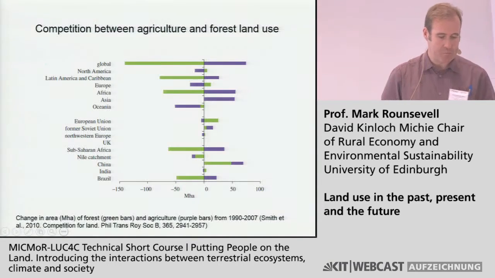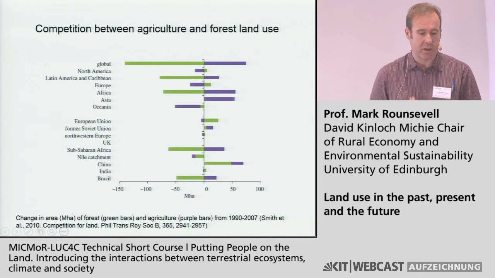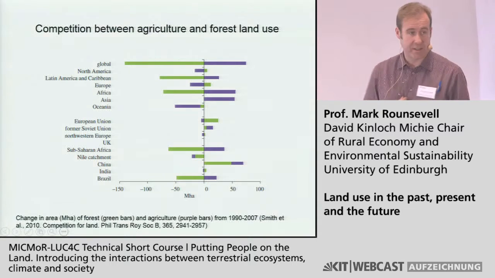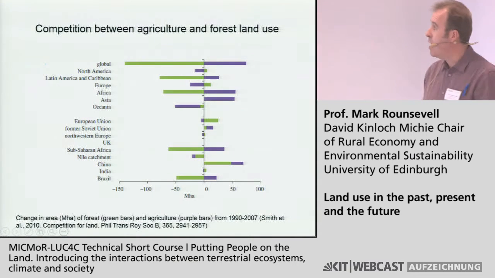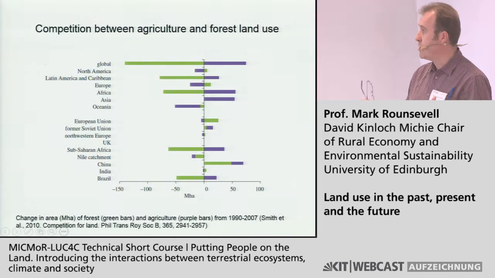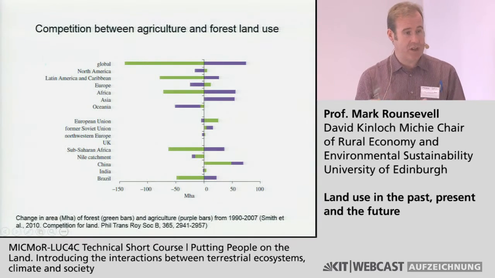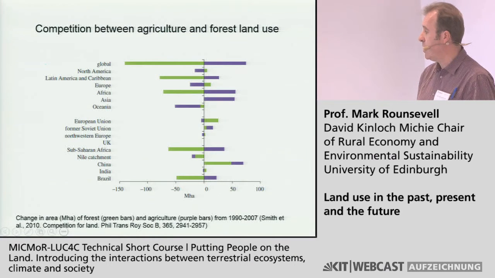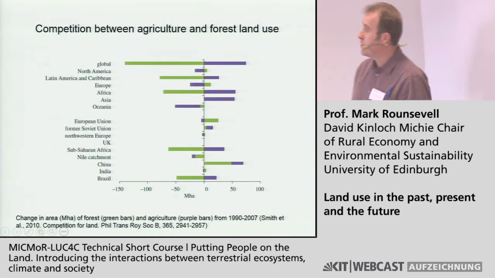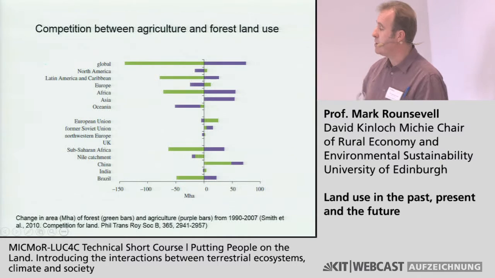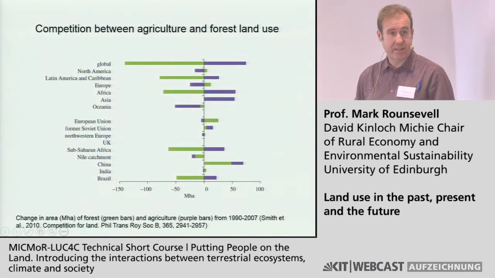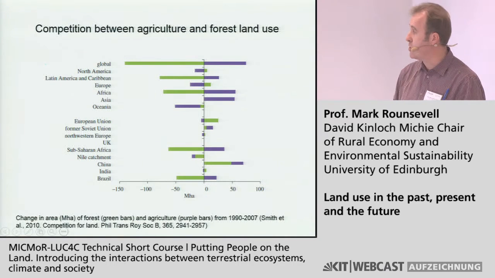So I mentioned competition with agriculture, and this graphic demonstrates this quite nicely. The bars in green show the change in the area of forested areas. The areas in purple show the change in agricultural areas, both for the globe as a whole, but also broken down into those major world regions. And what you can see is, again, similar trends to those I was showing you earlier.